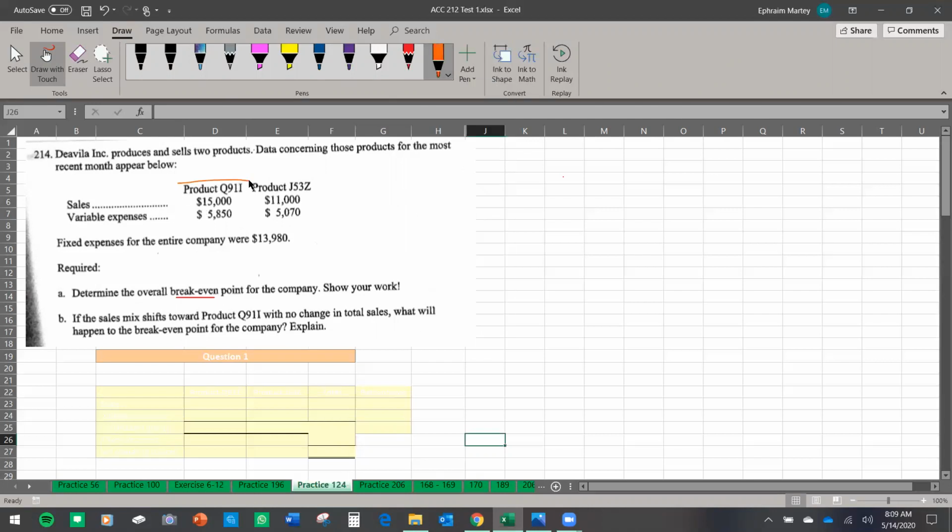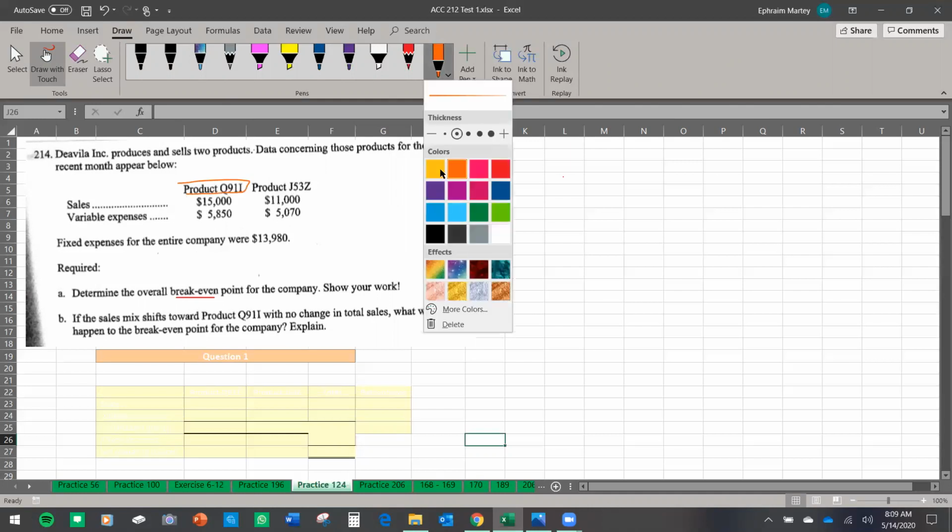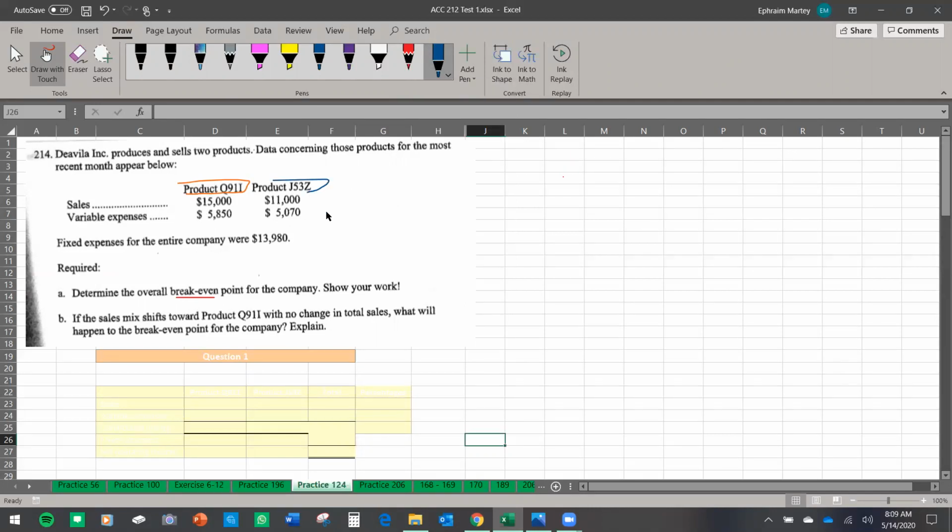The company has product Q911 and this product which they call product JF3. So these two products, product Q911 and product JF3. Imagine you are a salesman and you knock at the door and say, hey, I'm selling 911. Sorry, go away. I don't need an emergency kit. But anyway, we have these two products, Q911 and JF3.